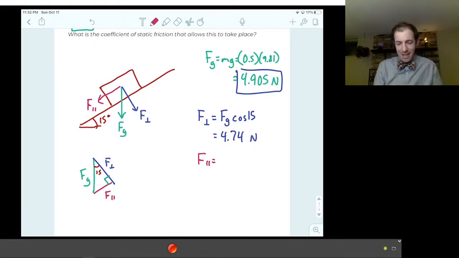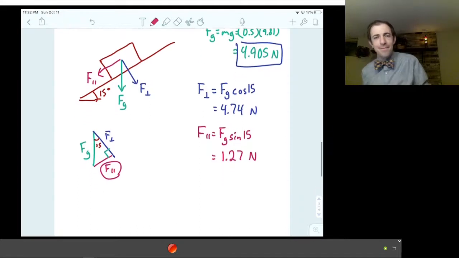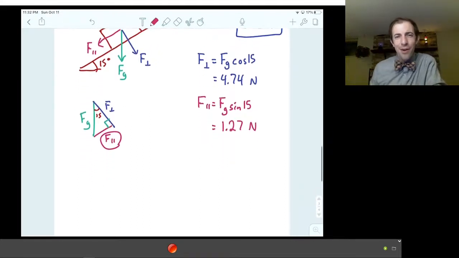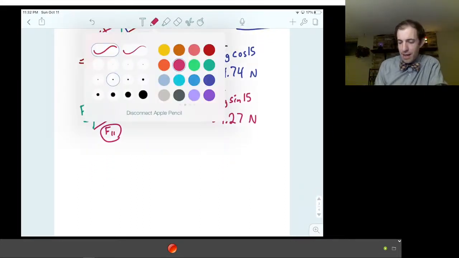The parallel force is the one that is opposite here. So opposite over hypotenuse is the sine. That simplifies down to F parallel is equal to Fg times the sine of 15. 4.905 times the sine of 15 gives me 1.27 newtons.